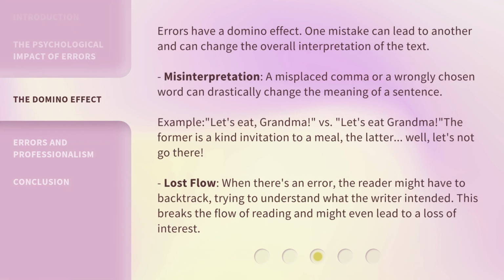Errors have a domino effect. One mistake can lead to another and can change the overall interpretation of the text. Misinterpretation. A misplaced comma or a wrongly chosen word can drastically change the meaning of a sentence. Example: "Let's eat, Grandma," versus "Let's eat Grandma." The former is a kind invitation to a meal. The latter, well, let's not go there.